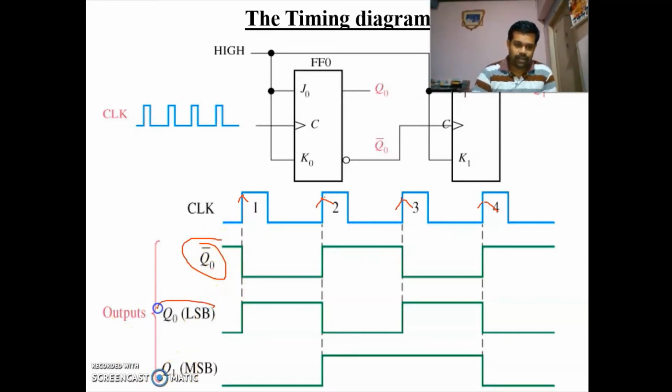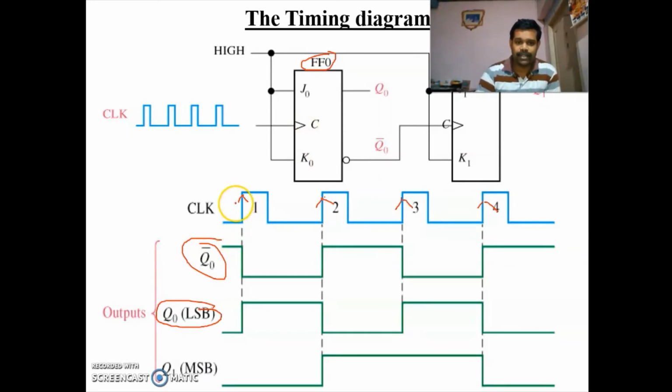So first you check the output Q naught. The Q naught is nothing but the output of the first flip-flop F0. We are giving the clock directly to this flip-flop F0. So it will change its state during every positive edge of the clock pulse. This is a positive edge triggered flip-flop, so it changes the state during every positive edge of the clock pulse.